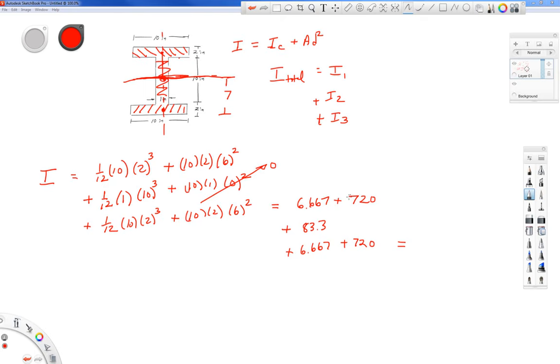Notice that this AD squared term is really big. The AD squared term is really big, 720 inches to the 4th power. That's much bigger than just the contribution of the flange itself to the moment of inertia of the entire cross-section. By separating this distance further and further apart, we can get a big increase in the moment of inertia. So 6.667 plus 720 for piece 1, 83.3 for the middle.